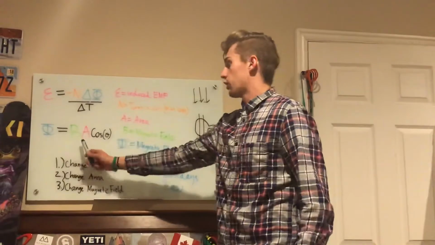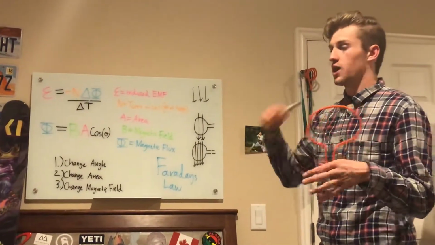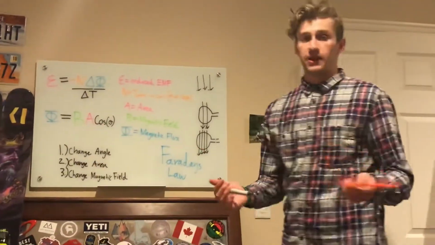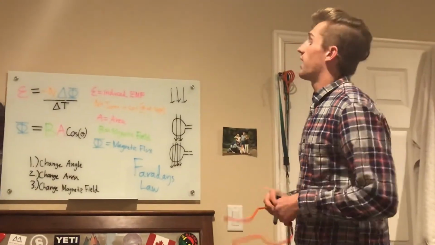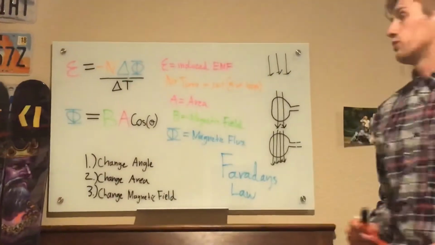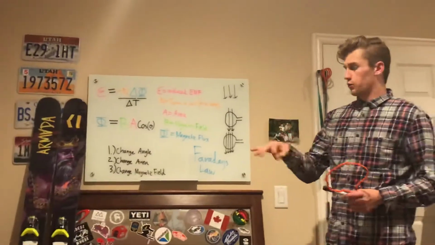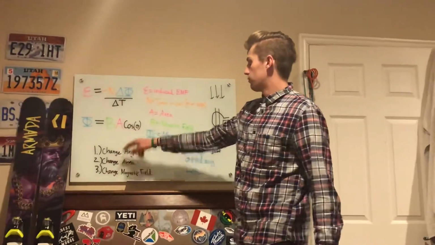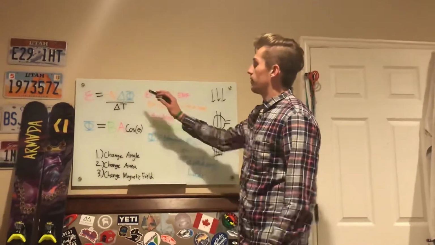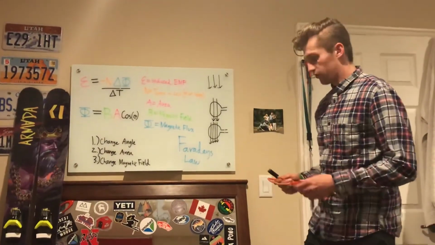Represented here is the equation for magnetic flux, and we're going to talk about how we can change that magnetic flux to get an EMF. First, B is the magnetic field, times the area, times the cosine of theta. I wanted to talk about those three variables more in depth to talk about how we induce an EMF. Number one, let's talk about changing the angle.